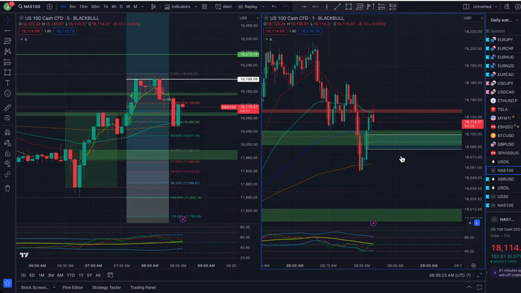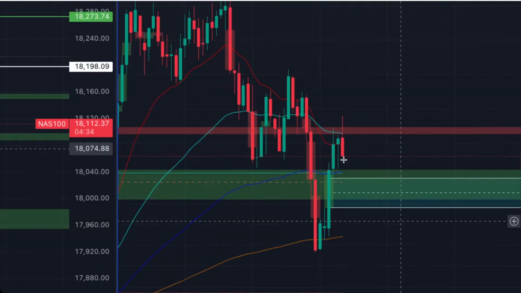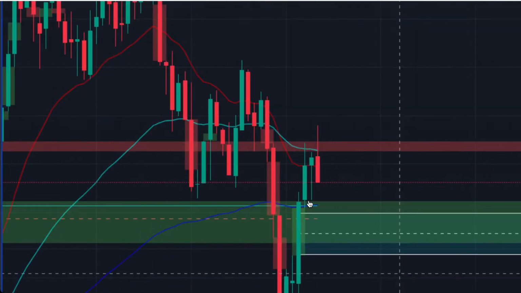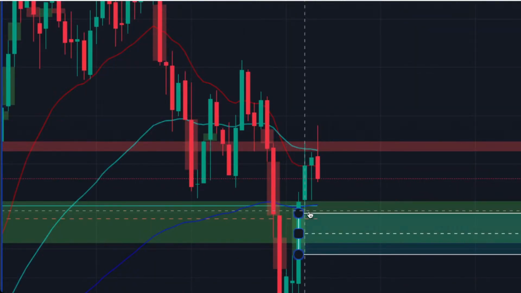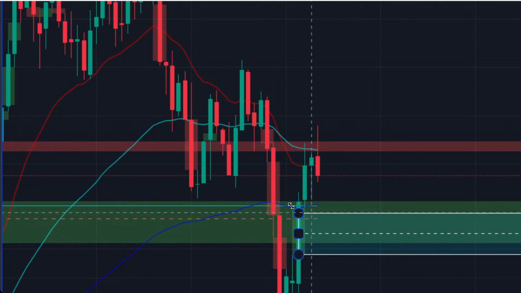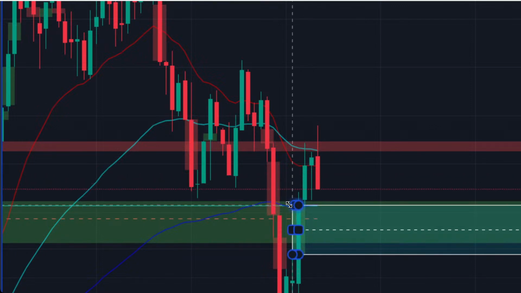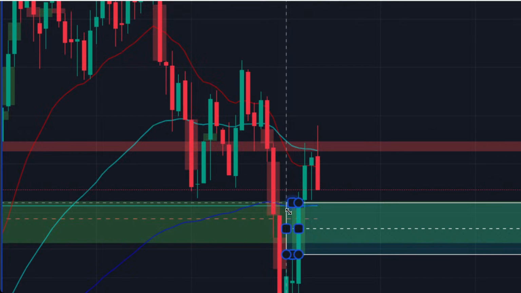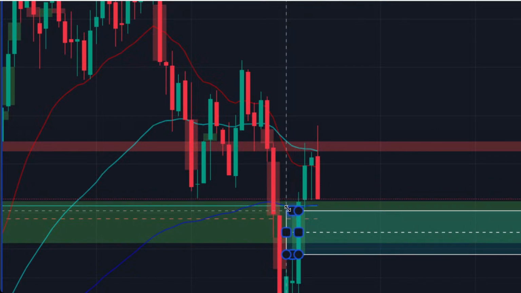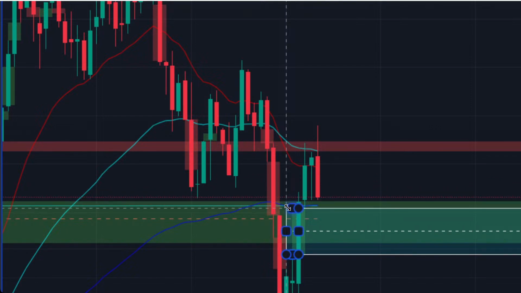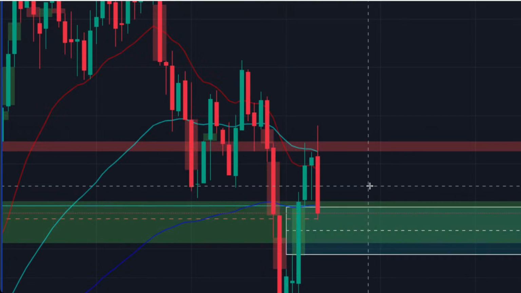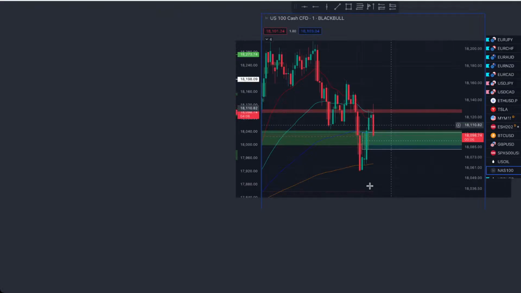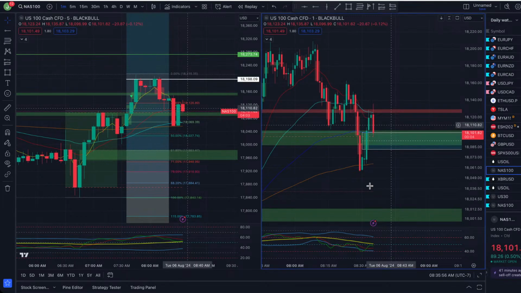So let me paint this a little better. Sorry about that. Some of these features slow down when you're doing live streaming. There you go. That's what we were waiting for. We want to see this candle reject now.